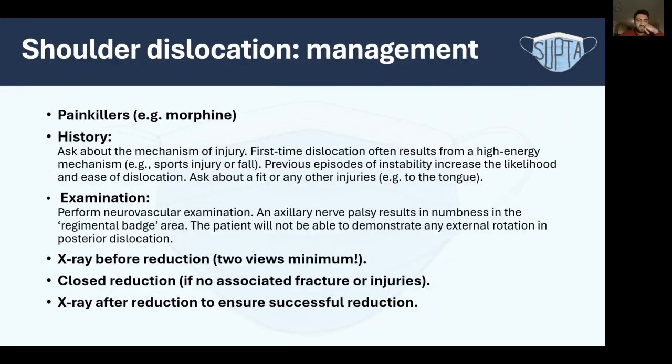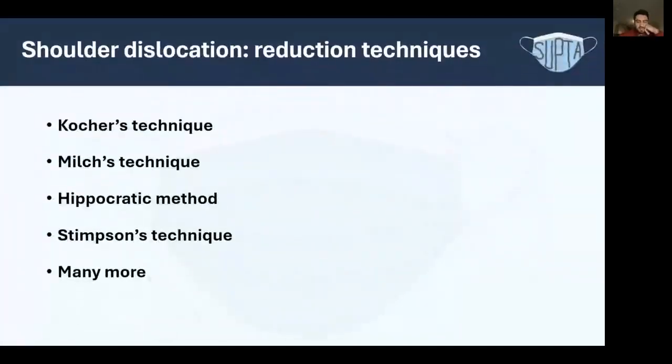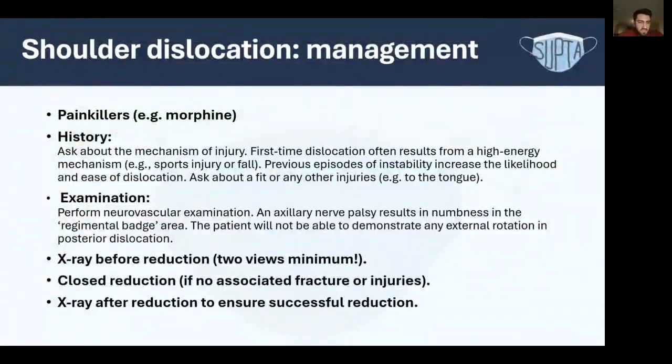First-time dislocations often result from high-impact injuries. But if they've already had many dislocations, they might have instability of the shoulder ligaments, and that may put them at increased risk of having a shoulder dislocated again. Sorry, keep pushing it. So back to the slide.